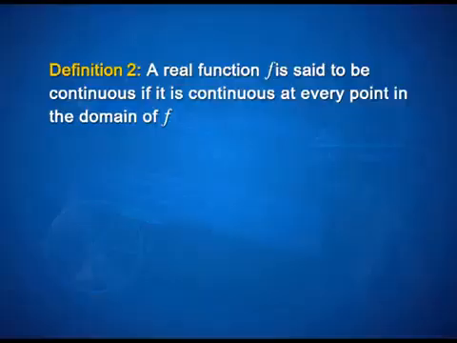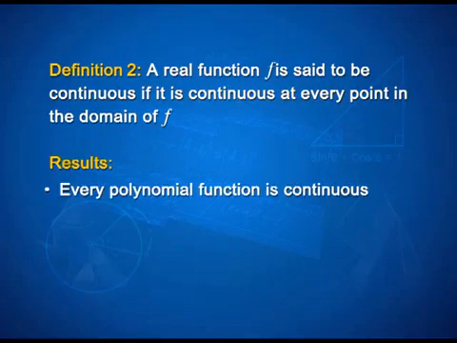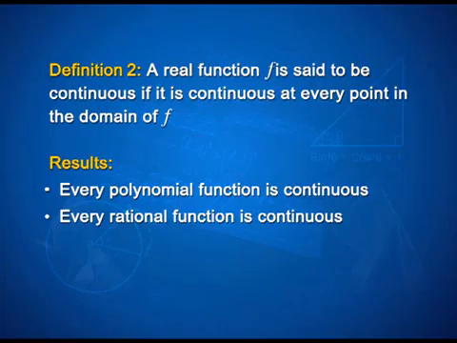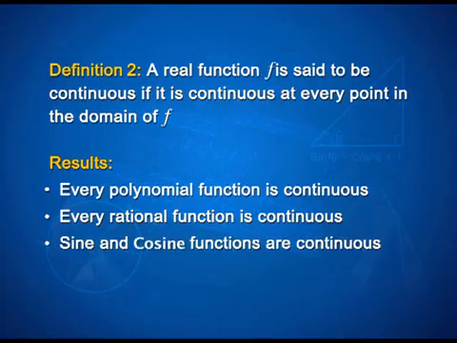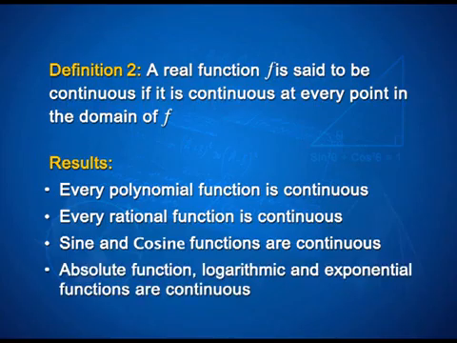We have results which suggest that every polynomial function is continuous, every rational function is continuous, sine and cosine functions are continuous, absolute, logarithmic and exponential functions are continuous. These are results which are not too difficult to prove, but for the time being we are not covering their proofs, but we will be using and referring to these results in our future lessons.